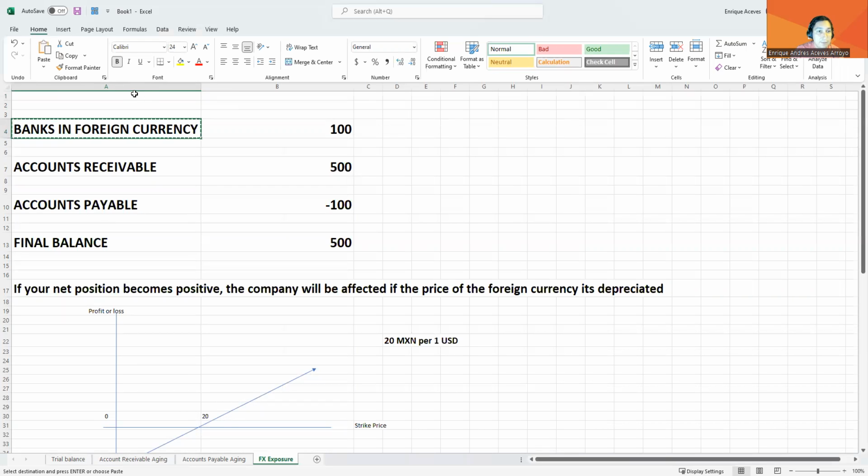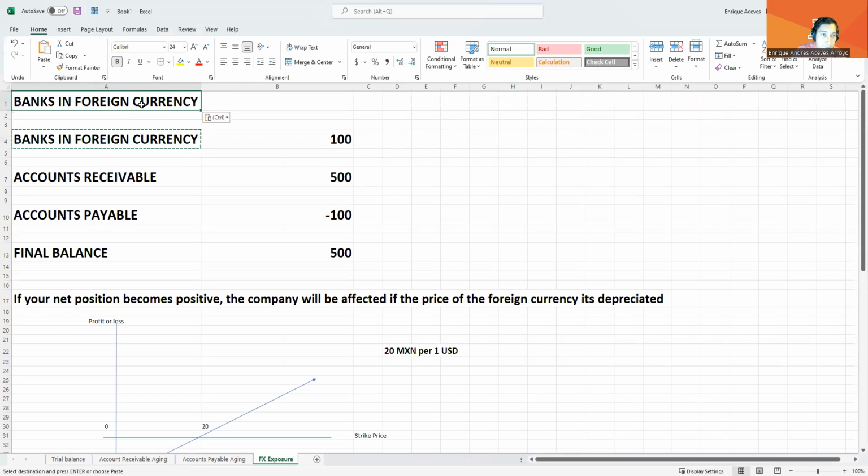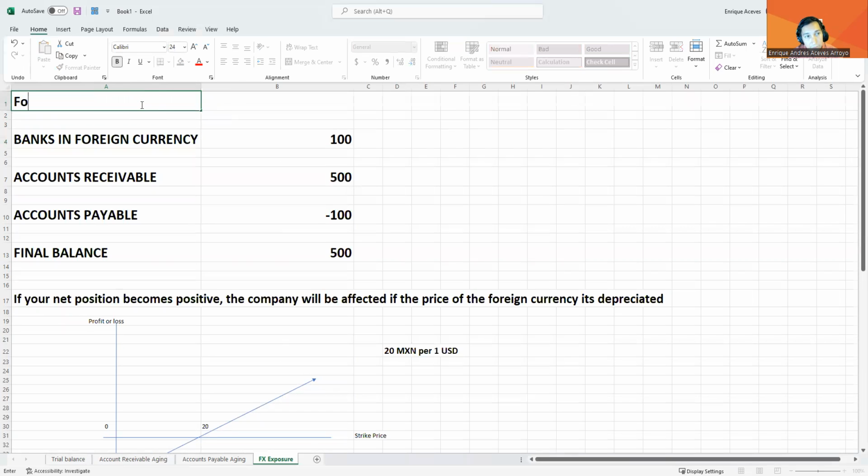report like this, which is a foreign currency risk exposure report. As with all your reports, you have to title them at the beginning.